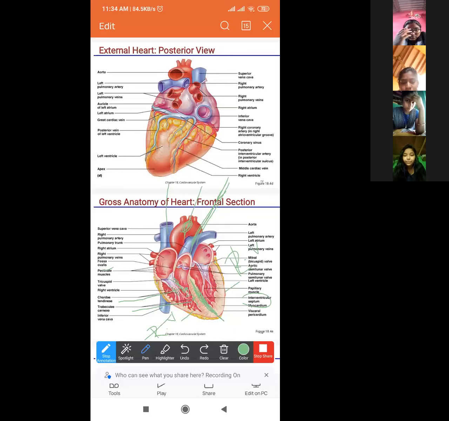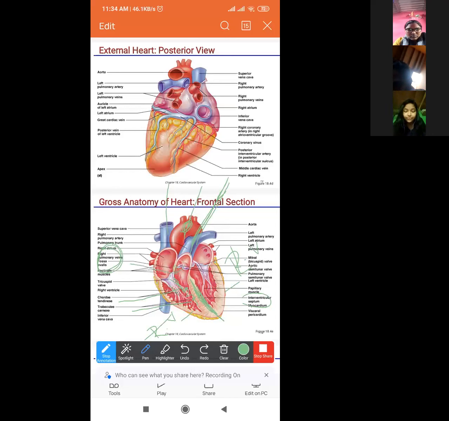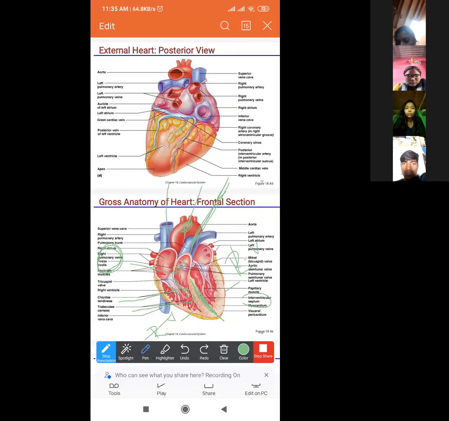Okay, and one more thing you have to understand. Here the fossa ovalis is there, no? Fossa ovalis. Actually, you have to know what the fossa ovalis is. After the birth, it has to be closed. Okay. After the birth, the fossa ovalis has to be closed. In some babies, it will not close. They will have the opening.